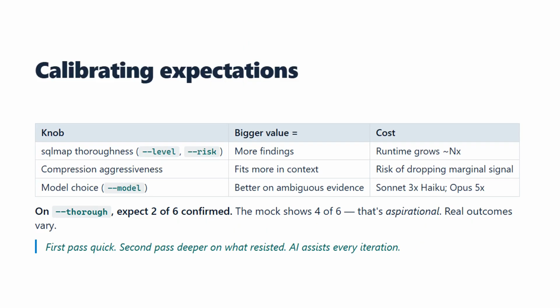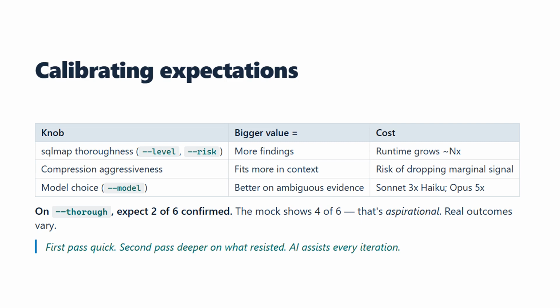One thing worth saying clearly before we close. On a typical thorough live run, expect 2 of 6 confirmations. That's the realistic number. The mock fixture shows 4 of 6 in the full CIA triad money shot. That's aspirational. What's possible at maximum sqlmap settings on a well-tuned scan? Your real outcome will vary. 3 knobs control finding count: sqlmap thoroughness, compression aggressiveness, model choice. Each is a trade-off. Bump level and risk higher and you'll confirm more, but the run takes 30 minutes instead of 10. Drop to sonnet from haiku, and ambiguous evidence gets interpreted better, but the bill triples.